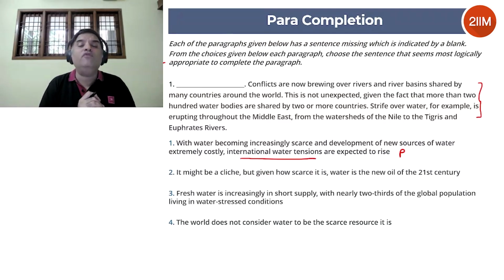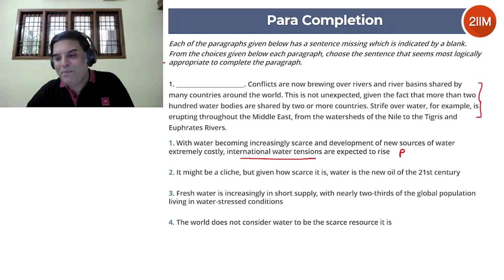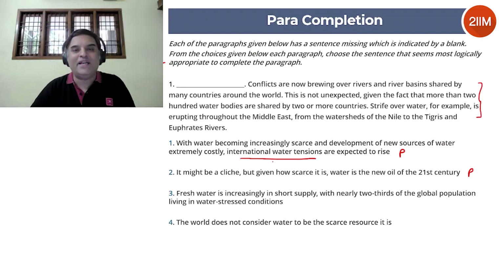But then we have to look for a sentence which is closely related to the discussion. This sentence doesn't talk about the tension related to water between different countries. Although it talks about scarcity and the importance of water, it doesn't talk about the tensions between countries. One directly talks about international water tensions, right? So we'll park it, but it's unlikely that this is the answer because we've already seen one. One seems to be a better fit. It's closely related.